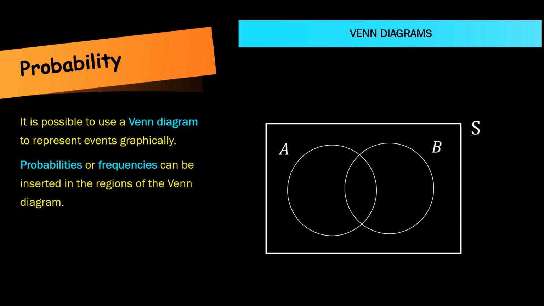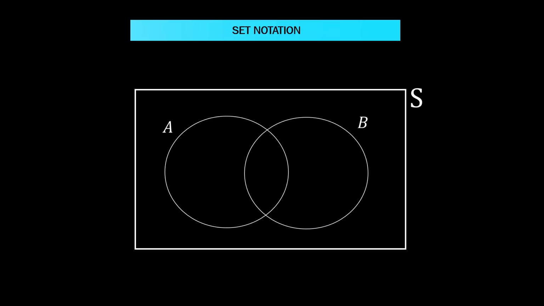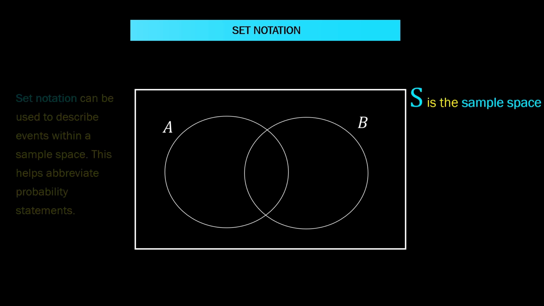Probabilities or frequencies can be inserted in the regions of the Venn diagram. So S is the sample space, and closed curves in the sample space represent events. Set notation can be used to describe events within this sample space. This helps abbreviate probability statements.